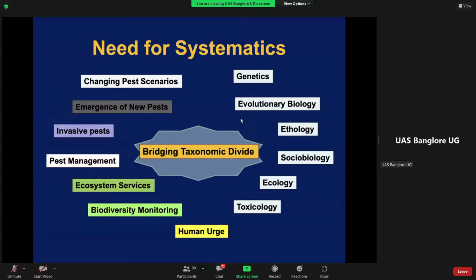So taxonomy bridges all these things in one place. All these subjects or branches are related to insect taxonomy, so that becomes a center point.